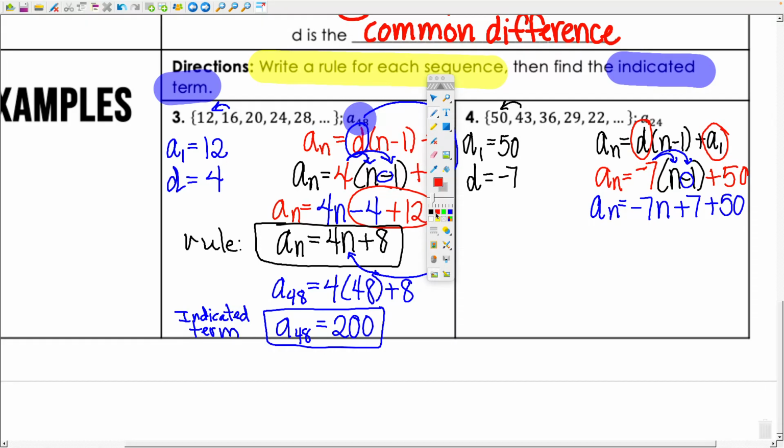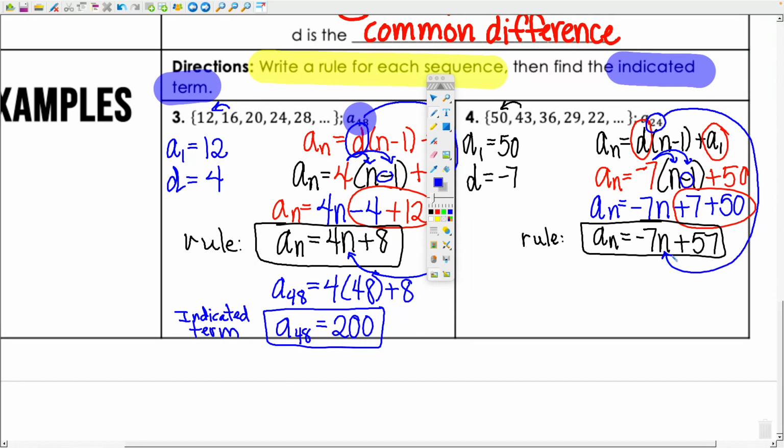Remember what I told you, like terms are going to go together. So what do I have when I add 50 plus 7? Do it in your head. 57. You now have your rule, which is negative 7n plus 57. This is your rule. Once you have your rule, all you do is find the indicated term by taking the 24 and placing it where the n was, okay?